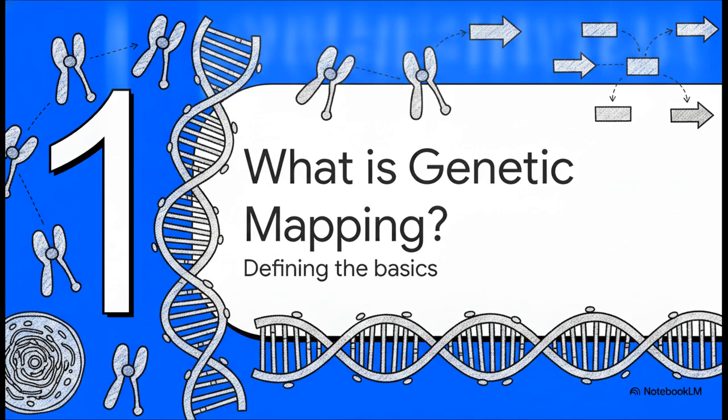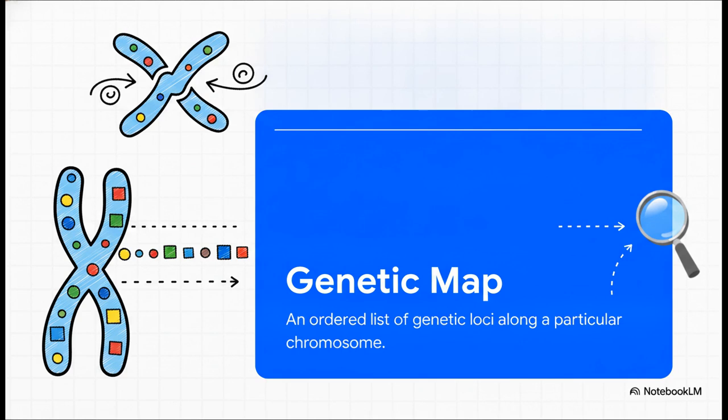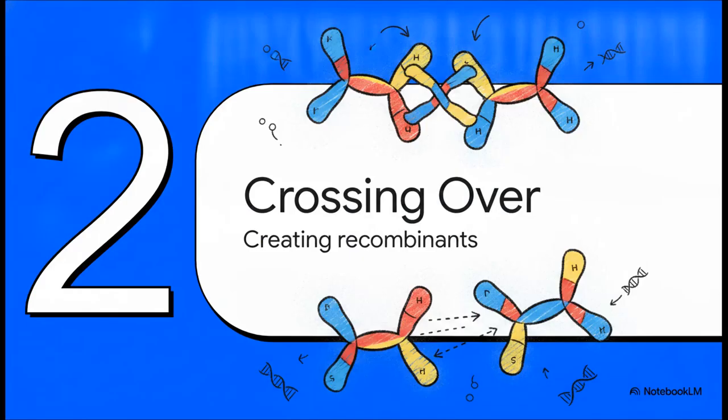What is genetic mapping? By definition, a genetic map is basically an ordered list of genetic loci along a particular chromosome. We use it to study their relative position and sequence, but here's the catch. We can only build this map for linked genes, meaning genes that live on the exact same chromosome. And the whole thing entirely depends on a natural biological phenomenon that happens during meiosis, which is called crossing over. Which brings us perfectly to section 2, crossing over and recombinance.